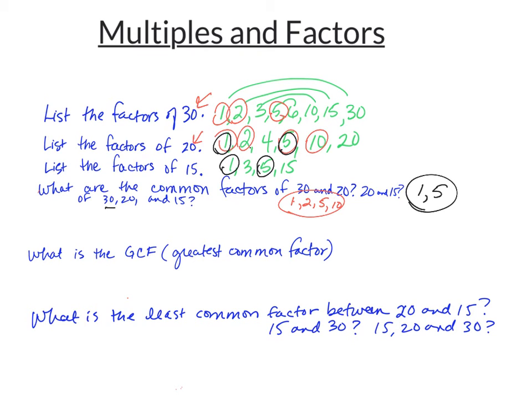How about the common factors between 30, 20, and 15? So let's try this. Which factors do all three numbers have in common? They all have a factor of 1. They do not all have a factor of 2. They do not all have a factor of 3. They do not all have a factor of 4. But they do all have a factor of 5. And not 15, so I've covered them all. So the common factors between 30, 20, and 15 are 1 and 5.